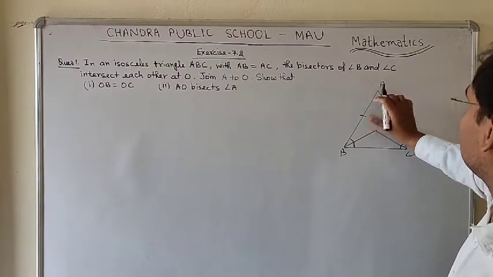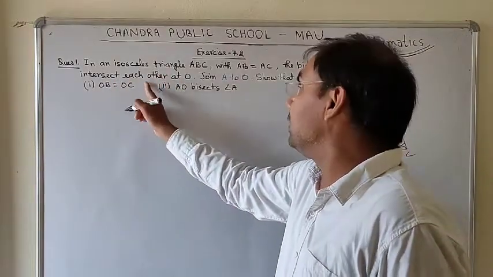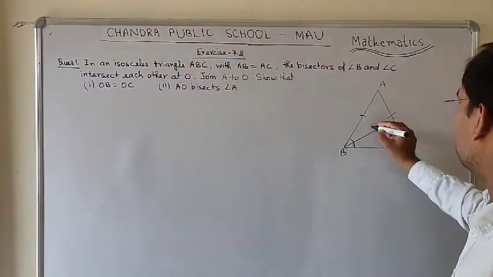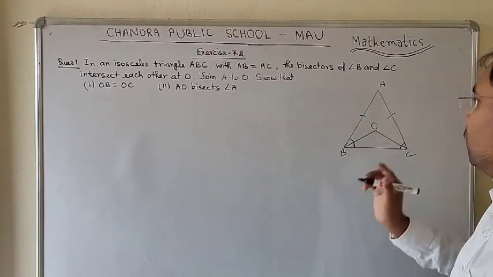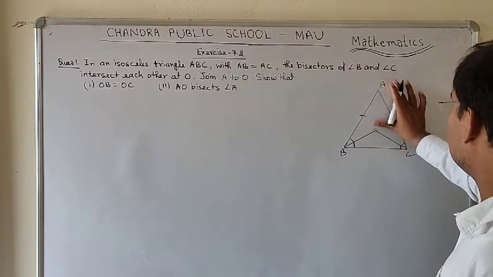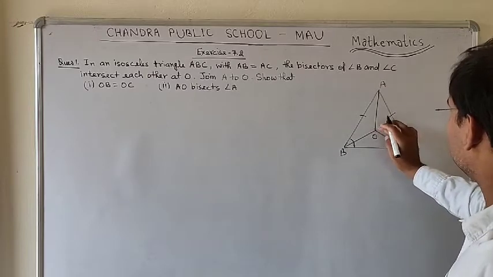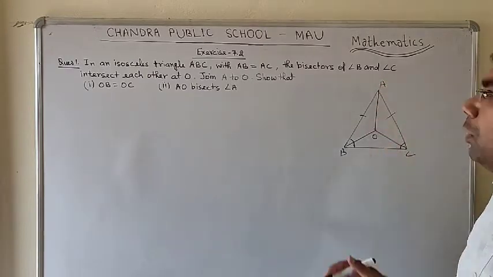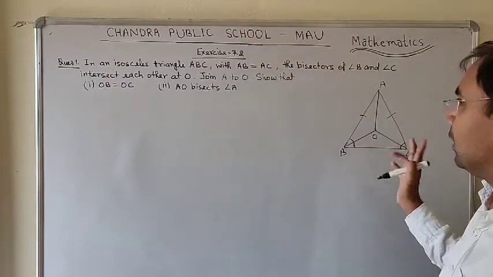Now in the question it is given that the bisectors of angle B and C intersect each other at O. It means they are going to intersect each other at point O. That is the intersection point O. Now join A to O. So I have joined A to O, and according to the statement of the question I have drawn the diagram.